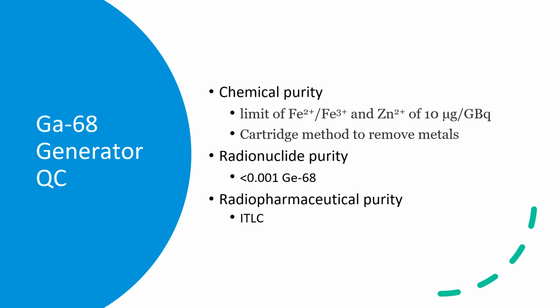The chemical purity needs to be examined to limit the amount of iron and zinc to about 10 micrograms per gigabecquerel of gallium. And there is a cartridge method that is used to remove those heavier metals. And the radionuclide purity is less than 0.001% of germanium-68 within the sample of gallium. And this is tested using radiopharmaceutical purity with instant thin layer chromatography.